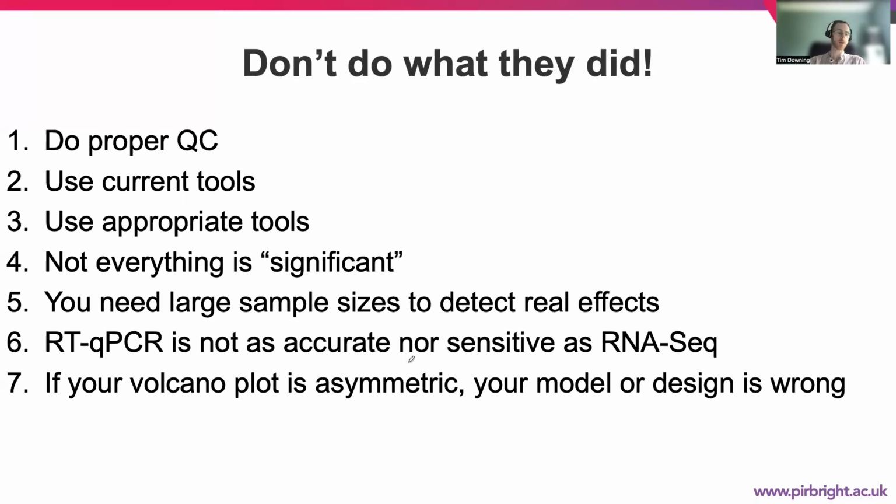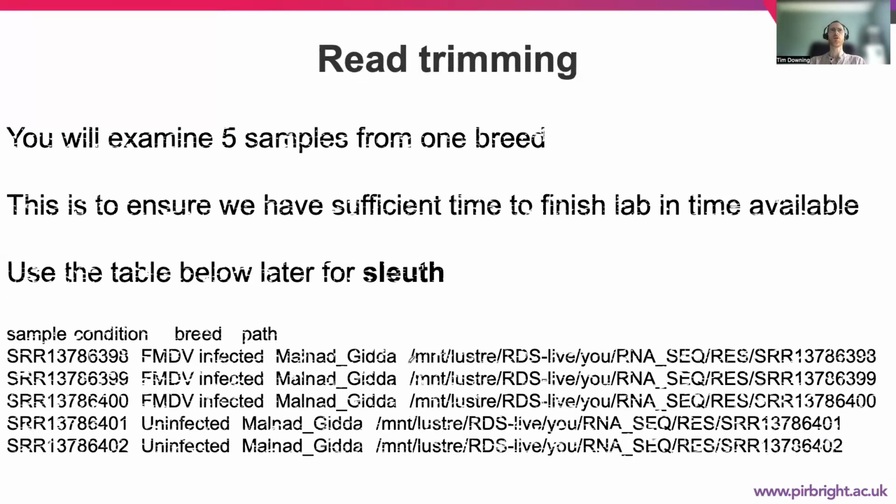The suggestion for you is that maybe we'll just look at 5 samples for one breed. You might use the Malagida ones, for example, so you're comparing 3 versus 2. The reason for this is that when you transfer these samples over in a table like this, it just takes time to go through. We want to have time to finish the lab, so doing 15 may take too long.